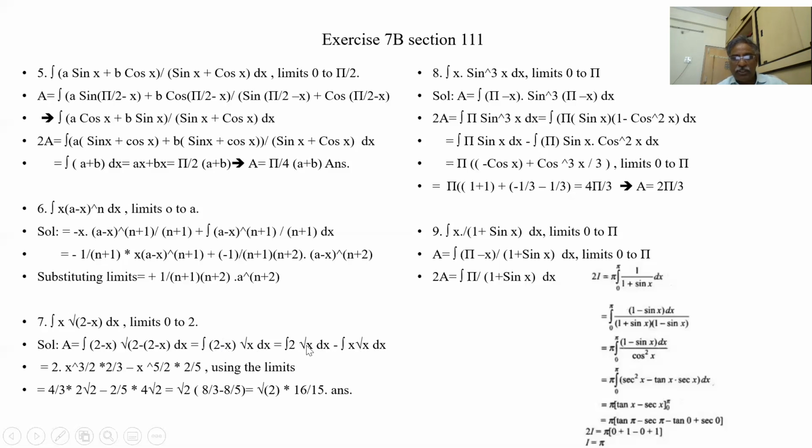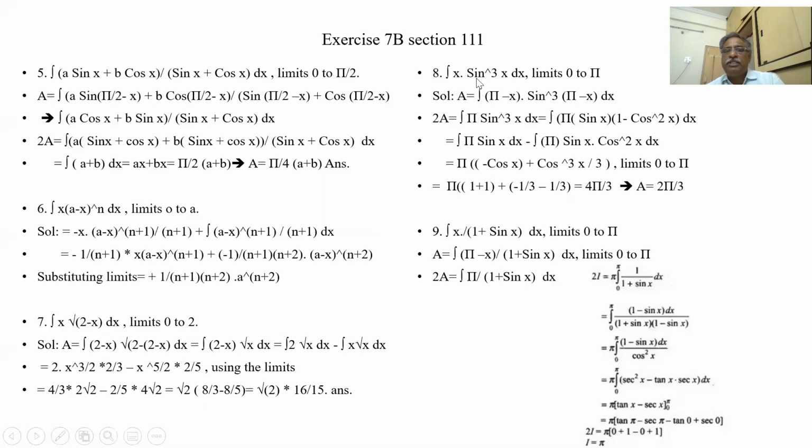This is x to the power of 3 by 2, this is x to the power of half. So when I integrate, this is x to the power of 3 by 2 by 3 by 2, this is x to the power of 5 by 2 by 5 by 2. So when I use the limits 0 to 2, I am getting root 2 into 16 by 15. Okay, this is simple. I have used the formula here, 0 to 2, so that it becomes simplified. Root I am getting single, outside I am getting double, so that I can expand. Here also we have used the formula. So this whole chapter is about how to use the formula and simplify our integration.